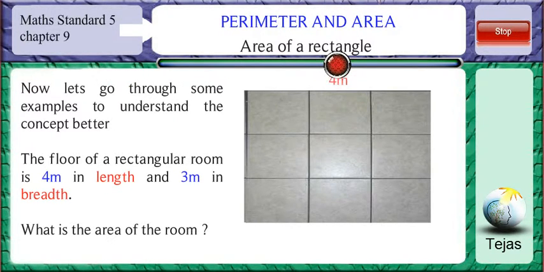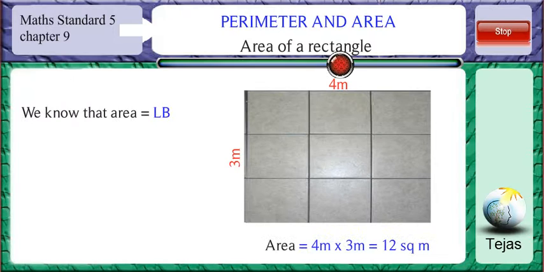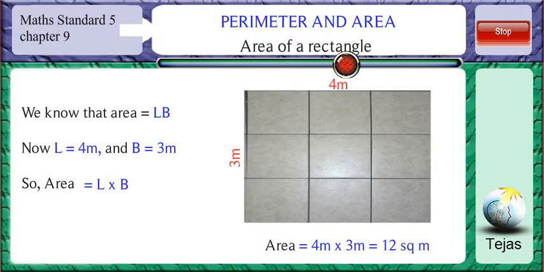The floor of a rectangle room is 4 meters in length and 3 meters in breadth. What is the area of the room? We know that area is equal to length into breadth, which is equal to LB. Now L is equal to 4 meters and B is equal to 3 meters. So area is equal to L into B, which is equal to 4 meters into 3 meters, which is equal to 12 meters square or 12 square meters.